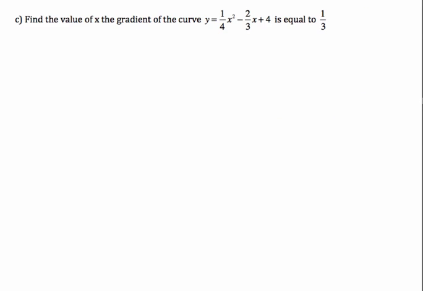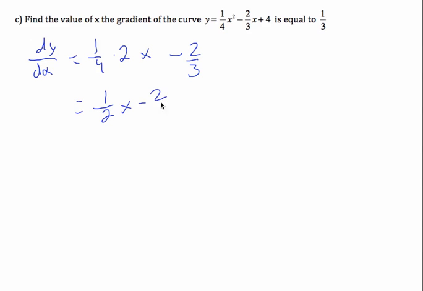Okay, next, this one's just a little bit harder because of all the fractions. But again, we're going to have to find the derivative. And that's going to be a quarter times 2x minus 2/3, and then the 4 disappears because it's just a constant. So 2 times a quarter, you could try that on your calculator. It's actually just going to be 2 out of 4, which is half x minus 2/3. And that is equal to 1/3.